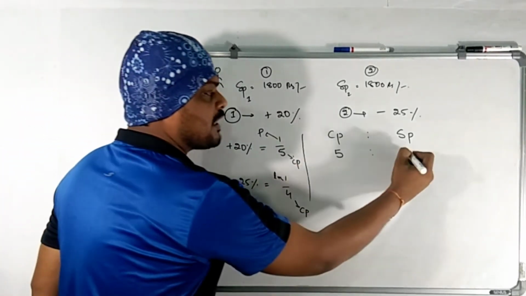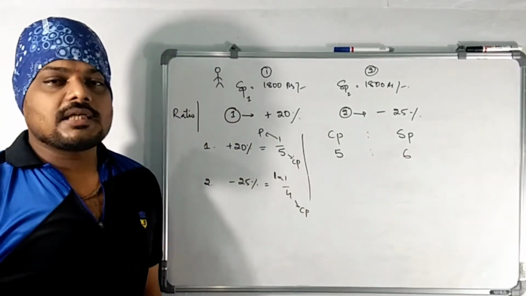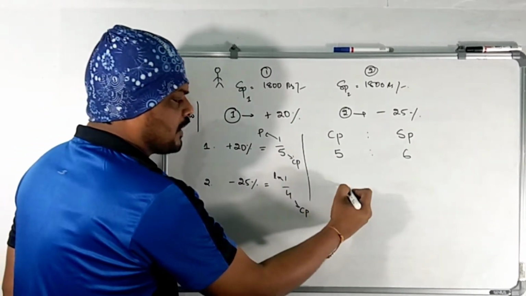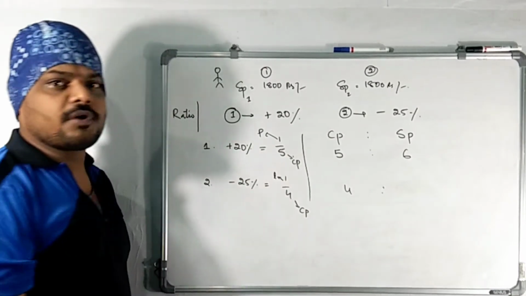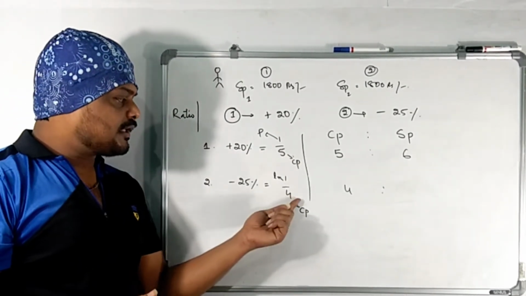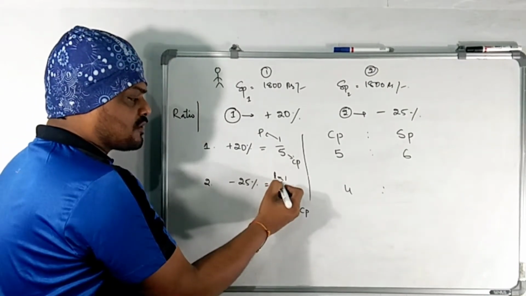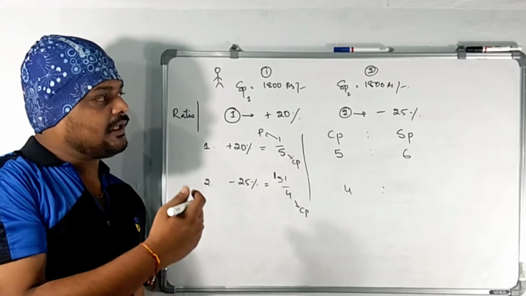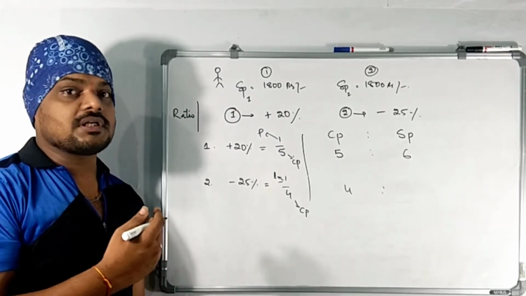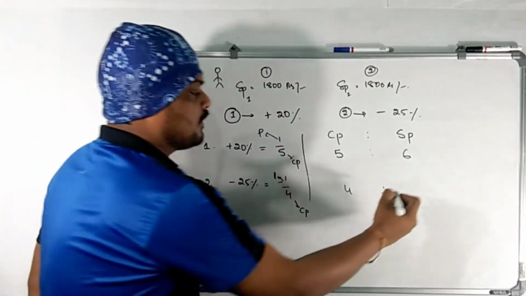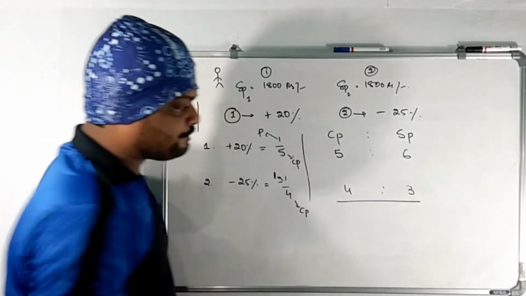So here the selling price becomes 6 units. And in the next condition, if you consider the cost price as 4 units, then the selling price here is a loss. In this condition, after selling the second article, he got a 25% loss. He sold the article for 3 units.